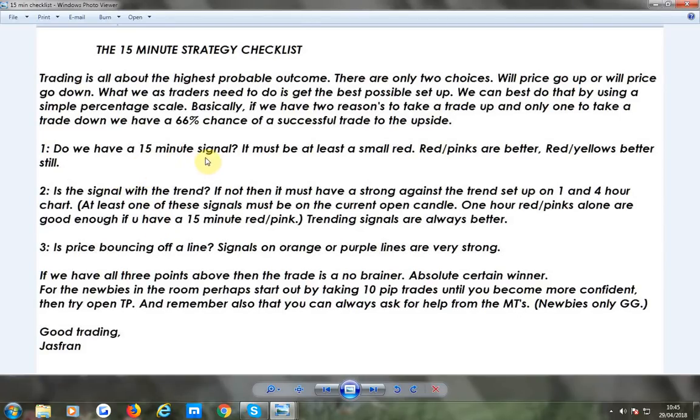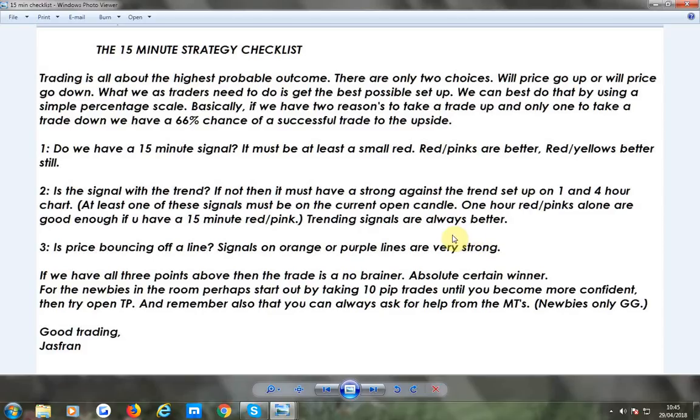Do we have a 15-minute signal? Yes. Is this signal with the trend? It is with the trend. If not, then it must have a strong against the trend setup on 1 and 4 hour chart. At least one of these signals must be on the current open candle. Well, you've seen that with the GU going up, the 4 hours on the current open candle. 1 hour red pinks alone are good enough if you have a 15-minute red pink. So if they're both red pinks, then they'll be good.